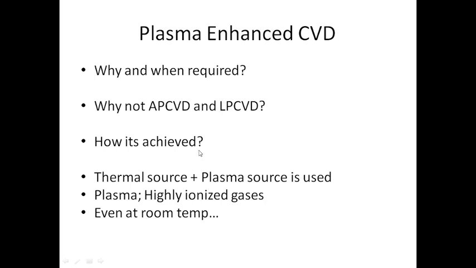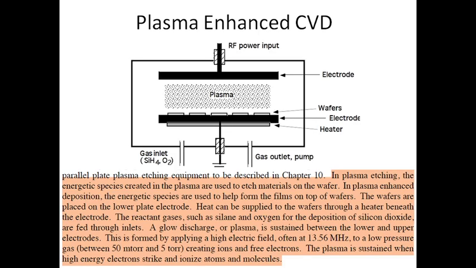So how it is achieved is, along with a lesser temperature, a plasma is used to speed up the process of deposition. Along with the thermal source, you have a plasma source that will be used to make the deposition happen a bit faster. This plasma is nothing but highly ionized gases. Of course, there are possibilities that even at room temperature you can use this PECVD. We call it PECVD. So this is how a PECVD chamber will look.